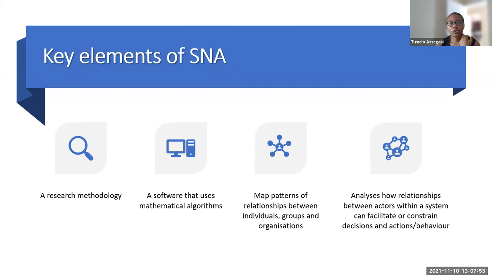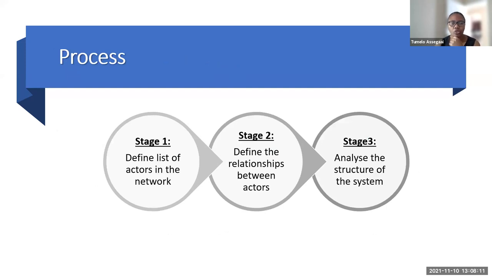It's also a software that uses mathematical algorithms. It maps patterns of relationships between individuals, groups, and organizations. And it analyzes how relationships between actors within a system can facilitate or constrain decisions and actions or behavior. So very simply, this is how it's done, and obviously this is just a brief overview.